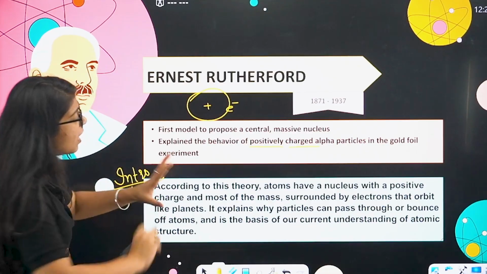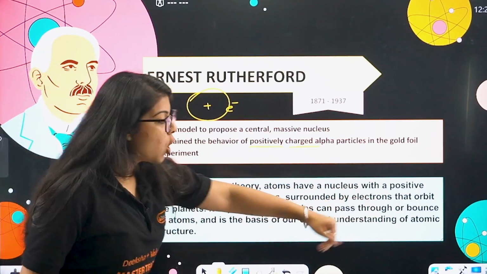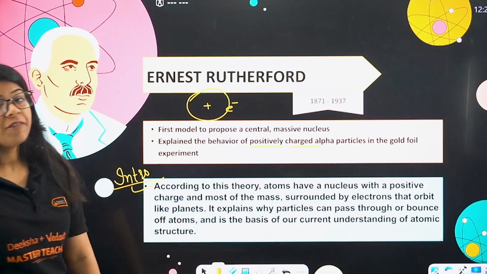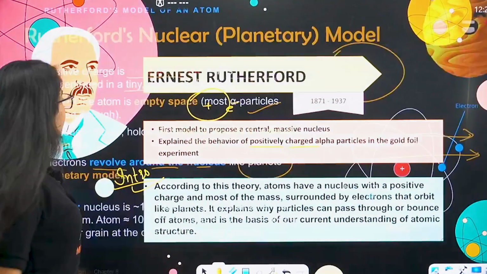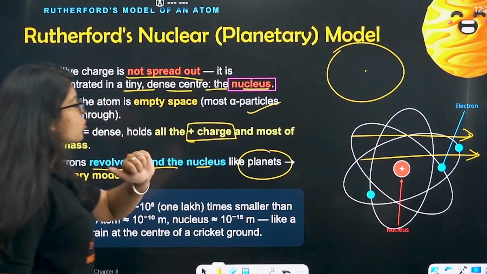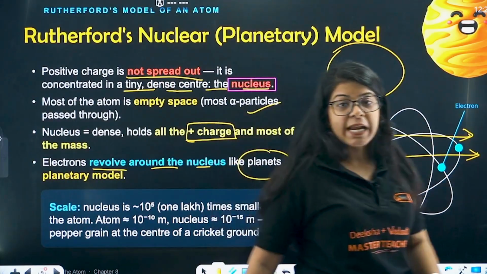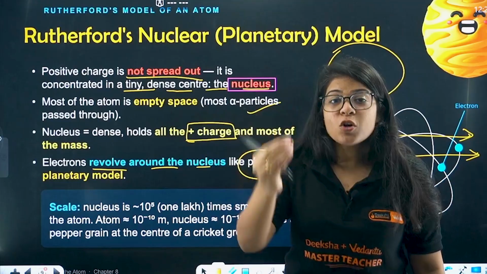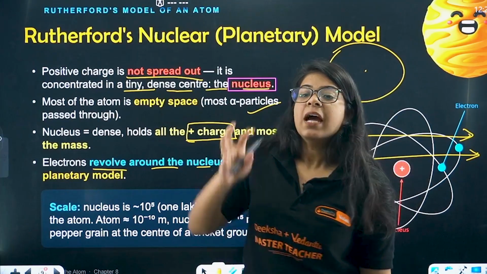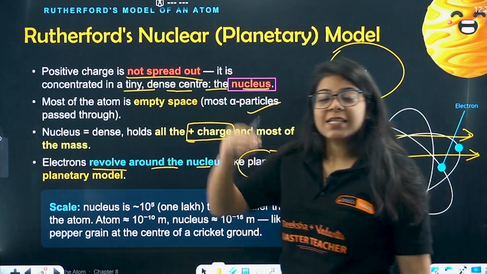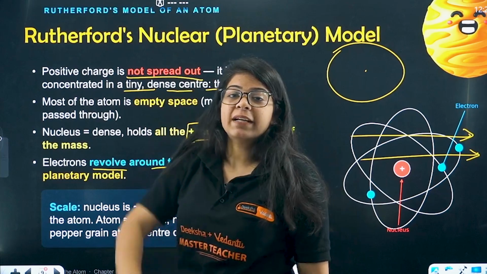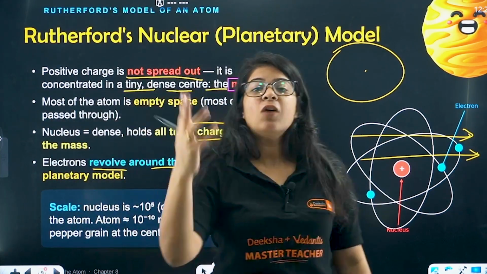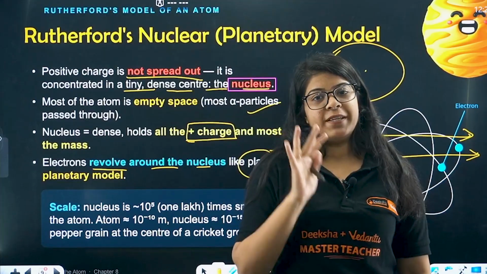It explains why particles can pass through or bounce off atoms and is the basis of our current understanding of atomic structure. And then you have to write all these postulates. Postulates were, most of them passed straight, some of them got deflected, some of them bounced back at almost 170-180 degree angles, depicting that all the positive charge is residing at the center of the atom. Most of the atom has empty space and electrons are revolving around the atom in an orbit.